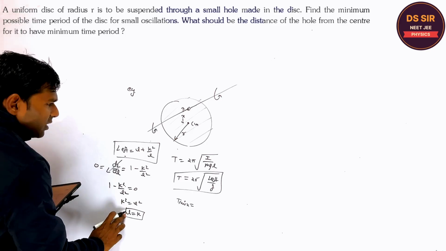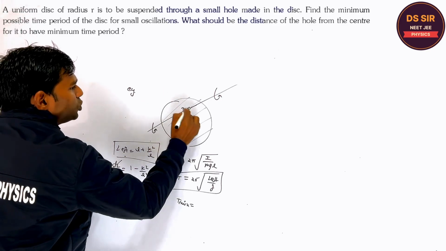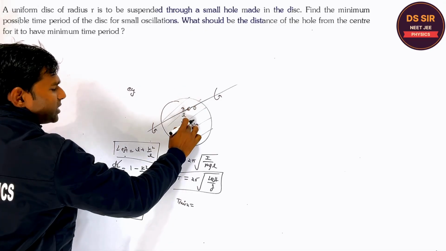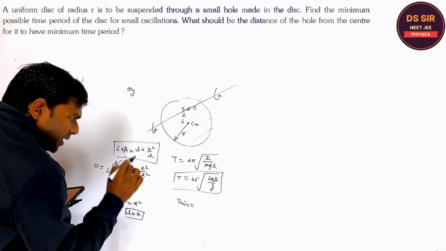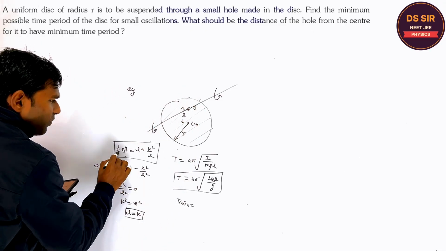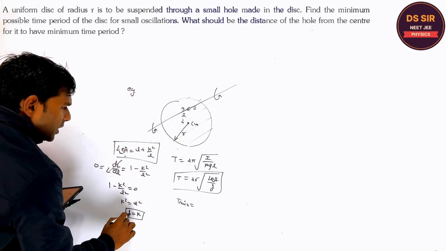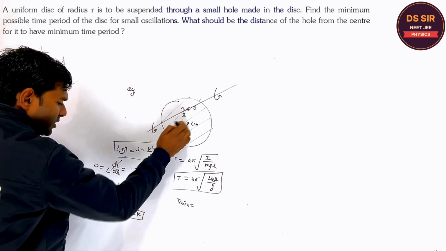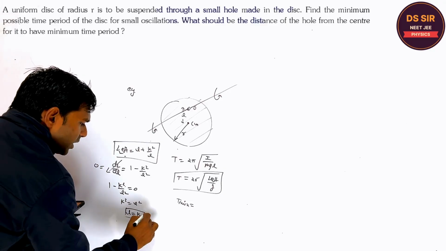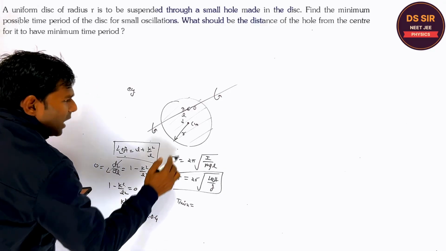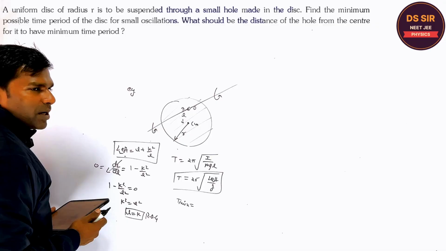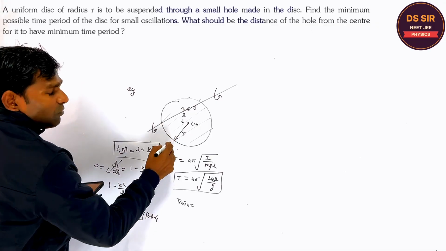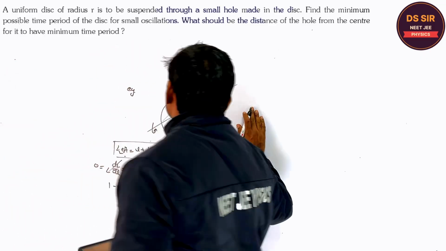So when this length is assumed to be L, this is the point of suspension and this is the center of mass. So for the minimum time period, that is for the effective length to be minimum, this distance between the point of suspension and the center of mass must be equal to what? Radius of gyration about an axis passing through center of mass, right? So what should be the L? And what about the radius of gyration, you tell?